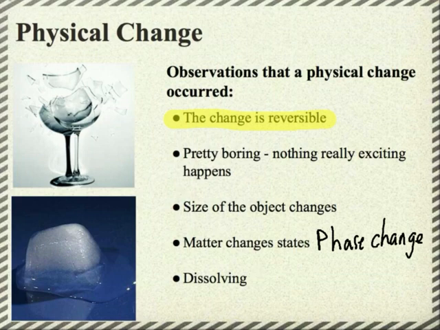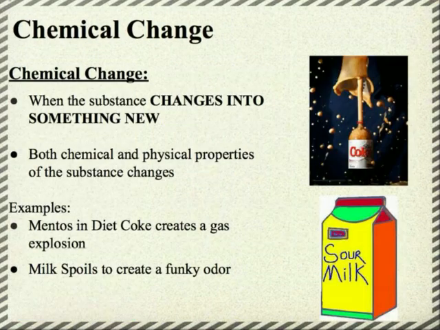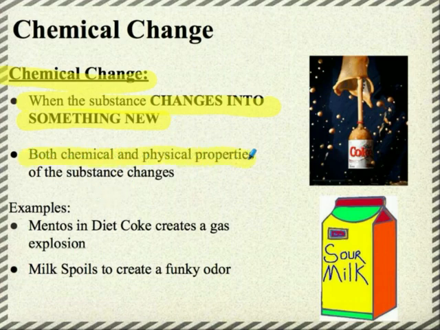All right. So the second part is a chemical change. This is where now we start getting into chemistry, where we start talking about when things change into something brand new. Right? That's what a chemical change is. So in other words, the object is no longer exactly the same as when you started. All right? So we can say that both the chemical and the physical properties of the substance are now different.